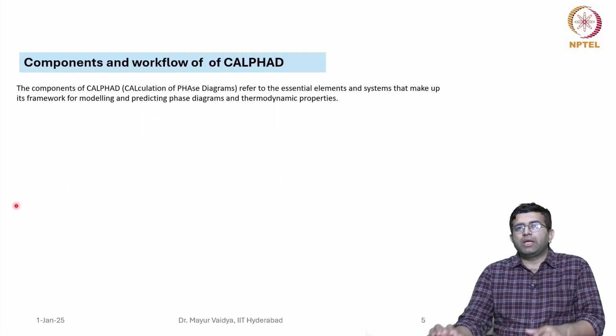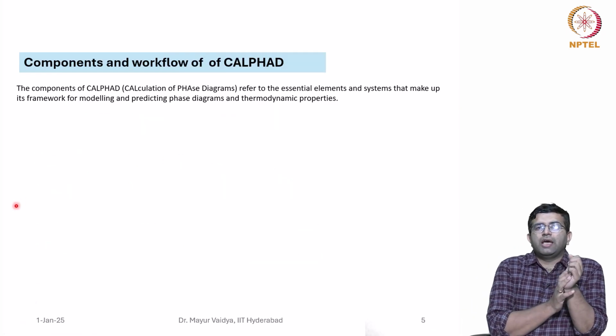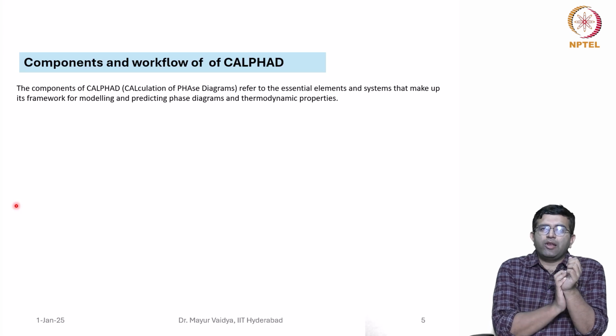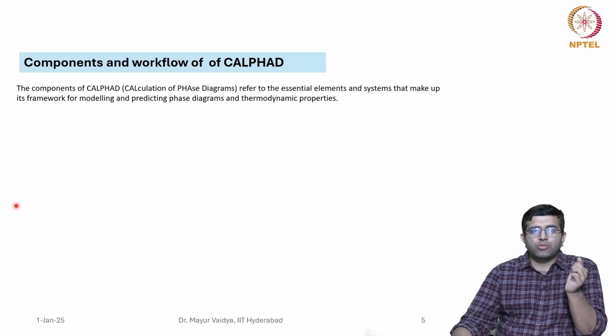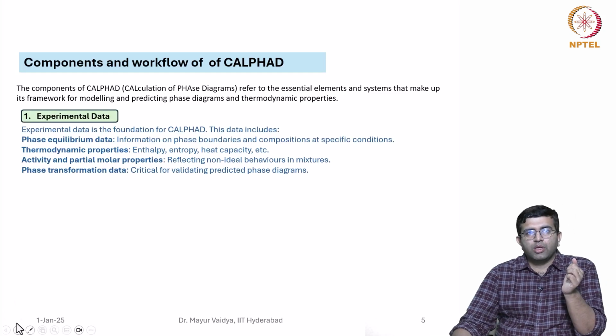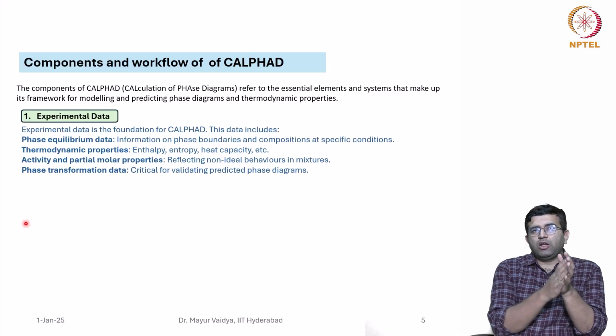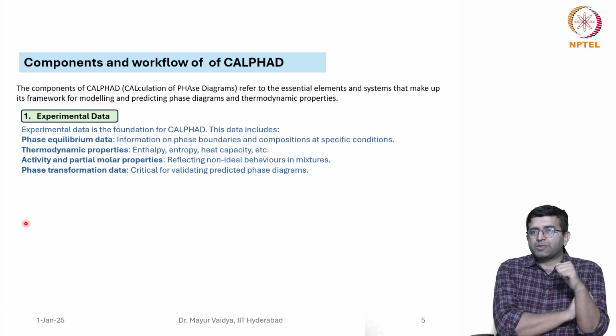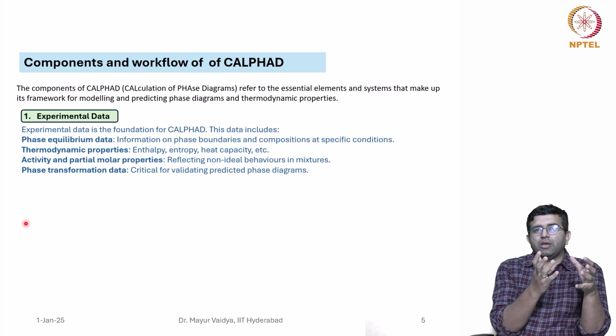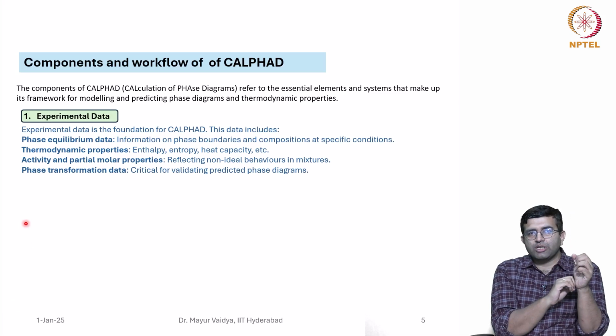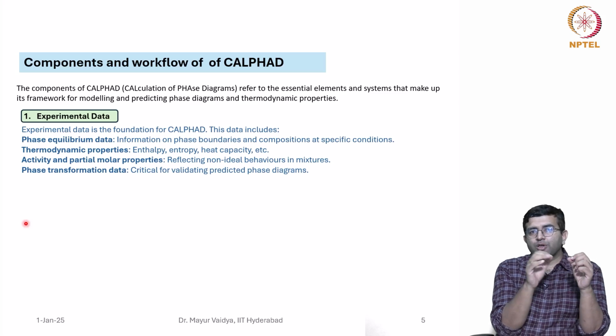Now, the components of CALPHAD refer to the essential elements and the systems that make up its framework for modeling and predicting phase diagrams and thermodynamic properties. So, the first key component is the experimental data. Now, you may say, sir, it sounds a little contradictory, but it is not contradictory.